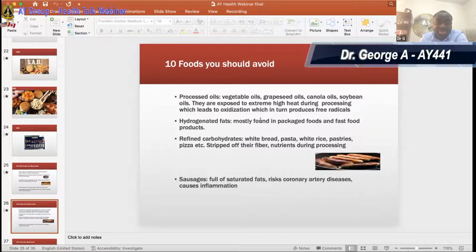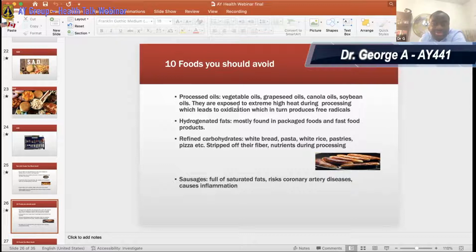Okay, processed oils. We should do our best to get rid of all these oils, right? You say vegetable oil, but there's nothing vegetable about this. It's the process that it goes through.